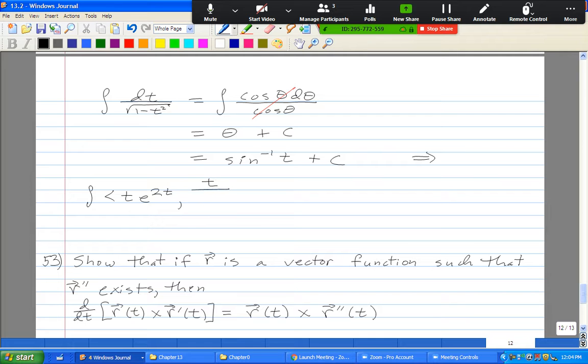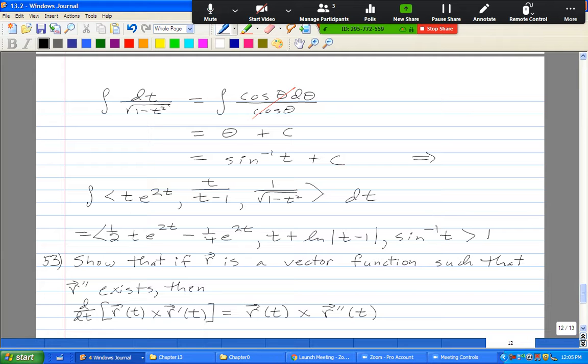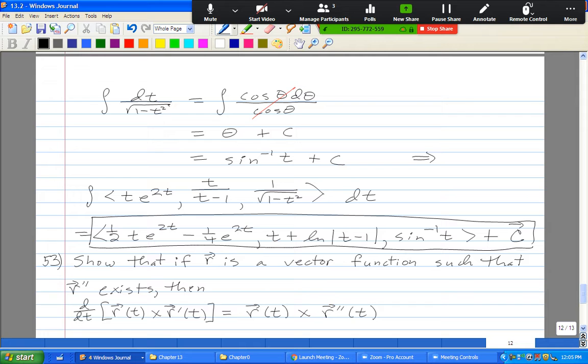T over t minus 1 and 1 over rad 1 minus t squared, that this will equal one half t e to the 2t minus 1/4 e to the 2t, plus t plus ln t minus 1 and arc sine of t plus some constant vector. And that is your answer. Okay.